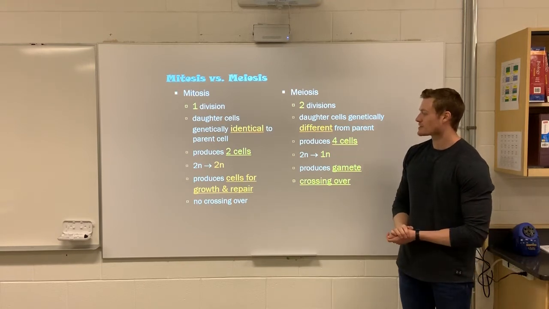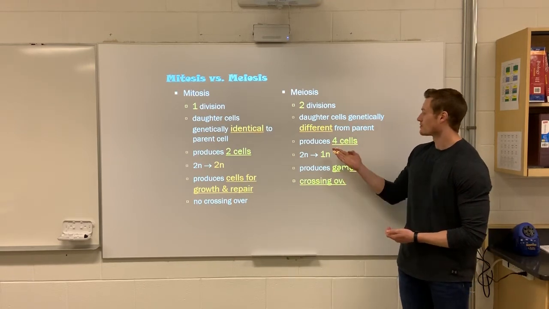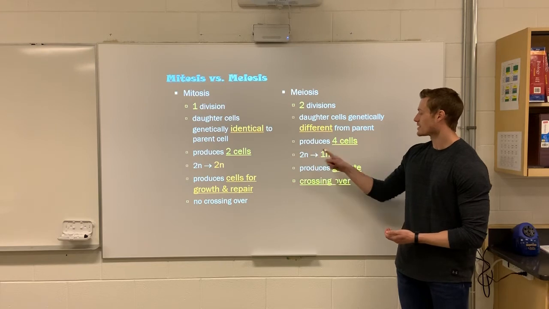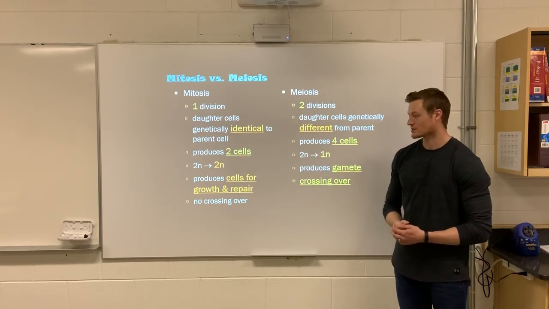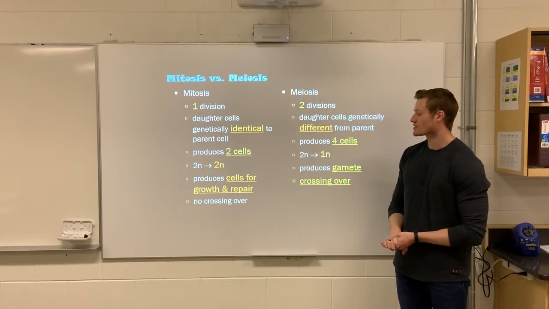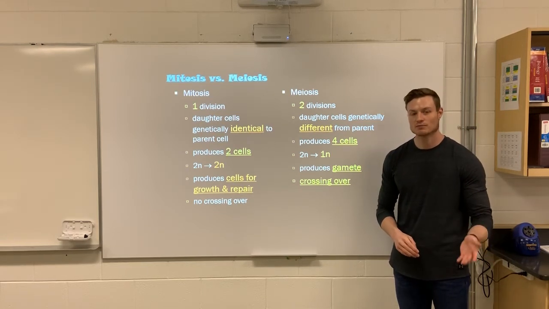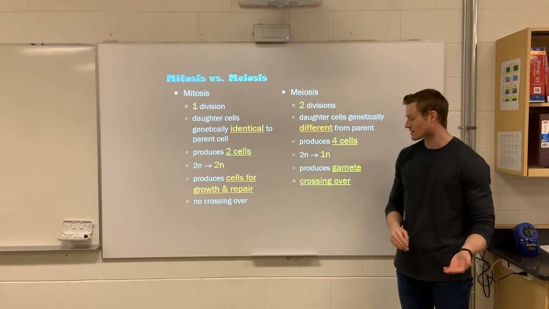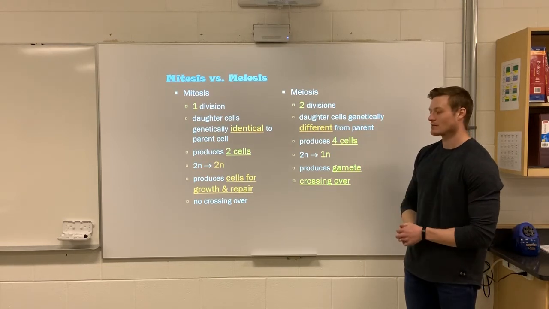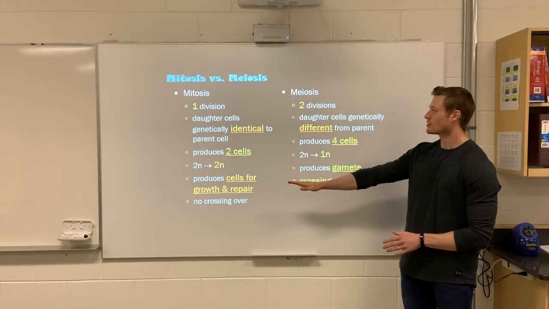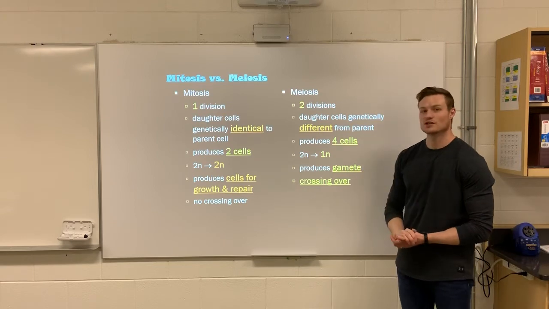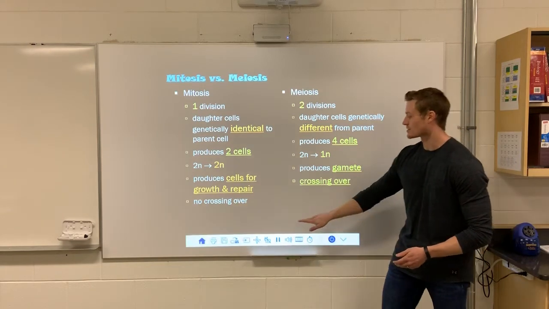Mitosis, we have a diploid cell making 2 diploid cells. For meiosis, 1 diploid cell making 4 haploid cells. We then have mitosis produces cells that are needed for growth and repair, new red blood cells, new white blood cells, new skin cells, things like that. Meiosis produces gametes or sex cells. No crossing over in mitosis, and of course there's crossing over in meiosis.